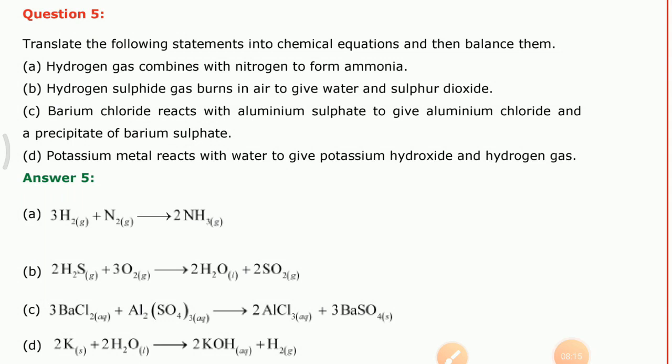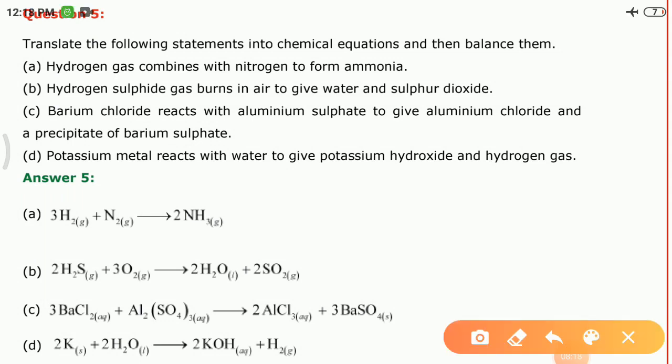Question number 5 is: translate the following statements into chemical equations and then balance them. A is hydrogen gas combines with nitrogen to form ammonia. Here we will discuss them one by one. So hydrogen gas formula is H2 combines with nitrogen N2, and as the states are gas, we will write small g in the bracket for each.